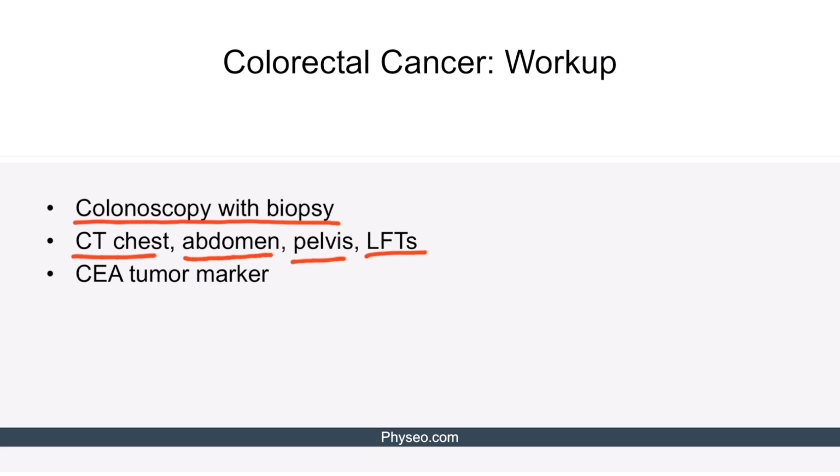In addition, you also want to assess the level of CEA tumor marker, and that stands for carcinoembryonic antigen. And that doesn't play a role in screening, or else we would have mentioned it, but it does play a role in the follow-up of the cancer after curative treatments are attempted.